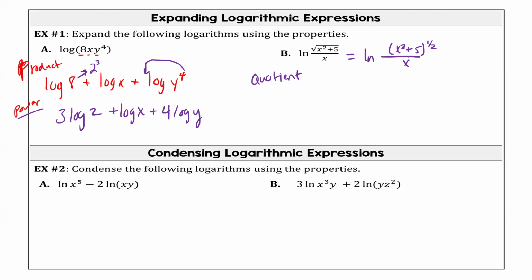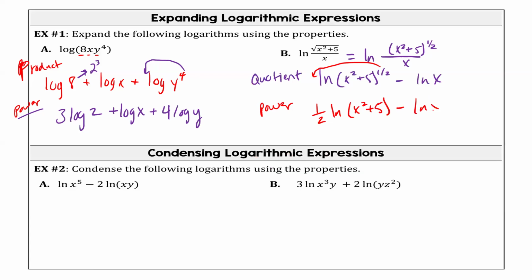The quotient is the log of your numerator minus the log of your denominator. So in this case, we have natural log of x squared plus 5 to the 1/2 minus the natural log of x. After I applied the quotient property, I still have a power, and that power can be moved because of the power property. So the power property leaves me with 1/2 natural log of x squared plus 5 minus natural log of x. And that is my expanded answer. And I didn't box this one, so let me box it really quick.